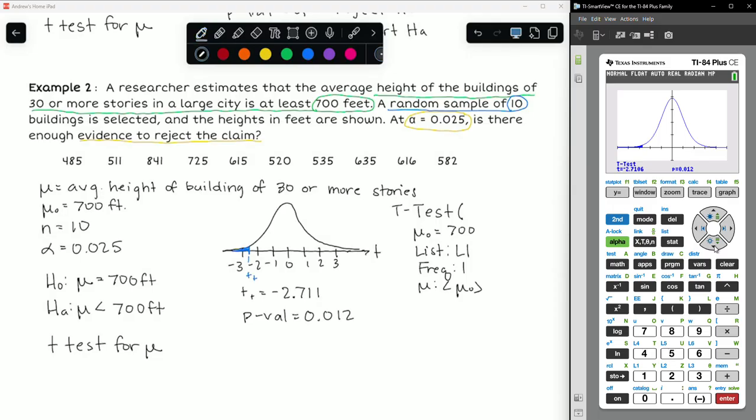Based on my p-value of 0.012, 0.012 is less than 0.025. So my p-value is less than my alpha, which means I reject the null. So that means that I have enough evidence to reject the claim that the height of buildings is at least 700 feet and support the claim that the height of buildings is actually less than 700 feet.